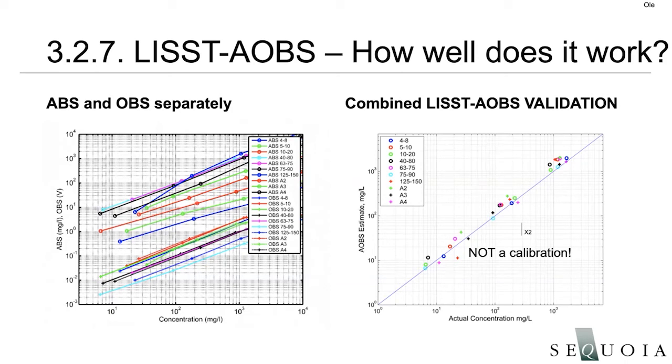So you can see, regardless of the size, we have the blue circles, for example, that's 4 to 8 microns, and the AOBS estimates that almost bang on. And we have the red pluses, which are 125 to 150 micron particles, and we also estimate that very well with the AOBS. So it really works surprisingly well. Well, actually, it works according to theory, as Wayne has presented.